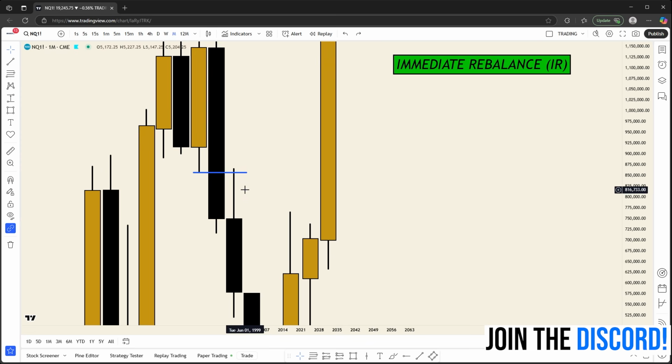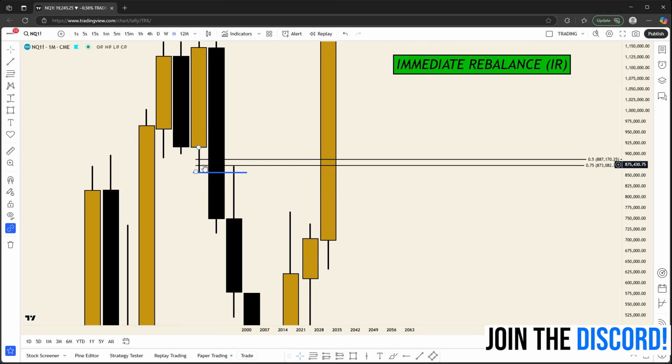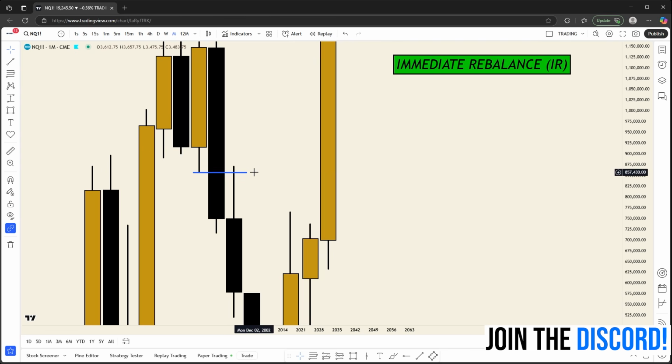When I am looking for immediate rebalances, I'm looking for very perfect tests. If you want a mechanical rule for this, you could say within the range of the low to the 25% of that wick, and then that could count as an immediate rebalance. I personally don't use a mechanical rule for this. I kind of just eyeball it, and you get the feel for it. Trust me, you get the feel for it. Sometimes when people say that, you never actually get the feel for it. Trust me, you get the feel for identifying immediate rebalances.